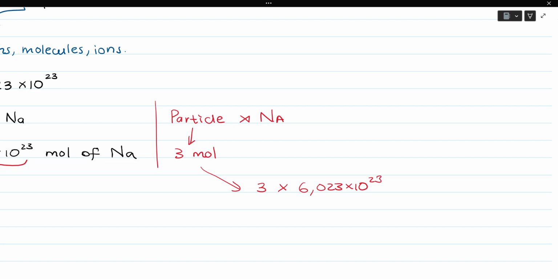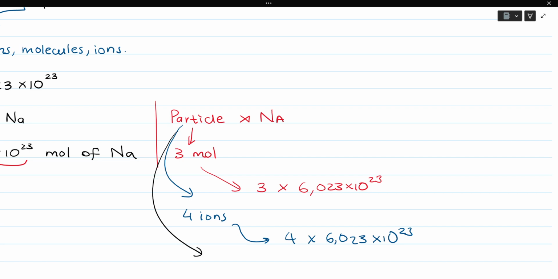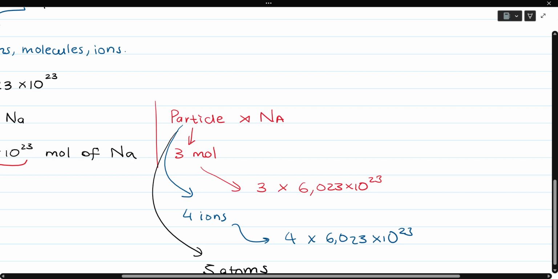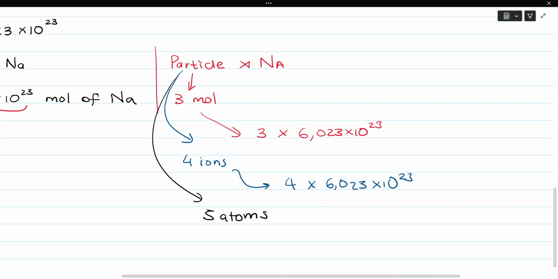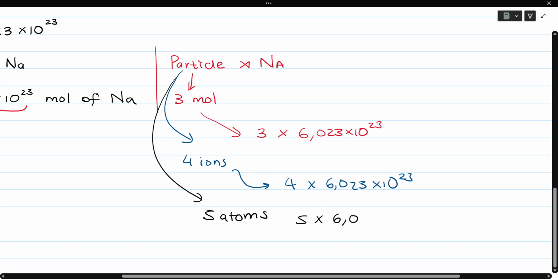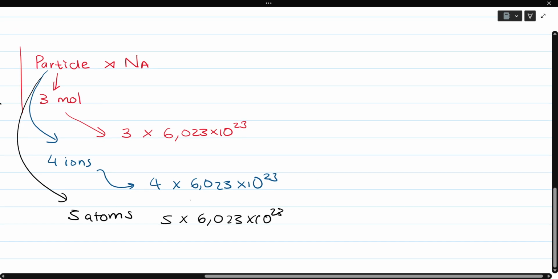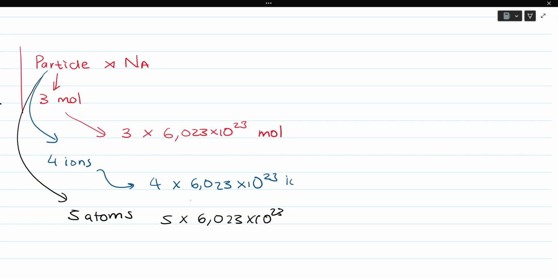If I told you the particle is now 4 ions, then how would you express this? You would say 4 times 6.023 times 10 to the 23. If I used something else and I said 5 atoms, then how would we express it? We'll use 5 times 6.023 times 10 to the 23. And then it's also good always after this to say what particle you're talking about. So in the first one we were talking about moles, then we were talking about ions, and then in the last one we're talking about atoms.